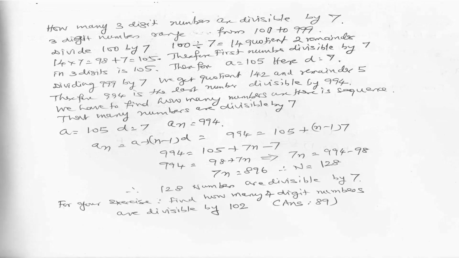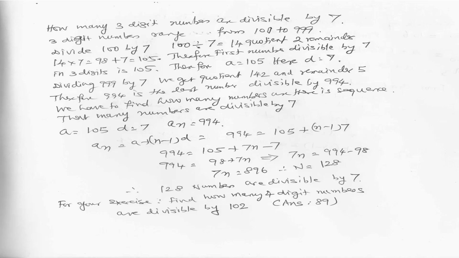How many 3-digit numbers are divisible by 7? 3-digit numbers range from 100 to 999. Divide 100 by 7. So you get 14 as quotient and 2 as remainder. So 14 into 7 is 98. And then if you add 7 to this, it takes you to 105. Therefore, the first number divisible by 7 in 3 digits is 105. Therefore, A is equal to 105. And then the common difference there, D is 7.